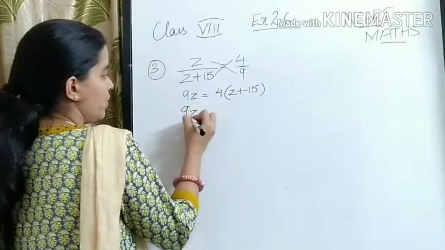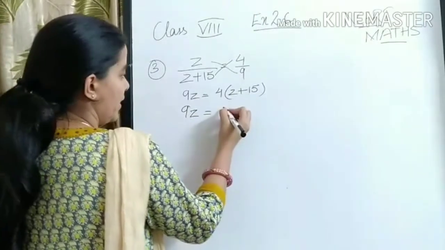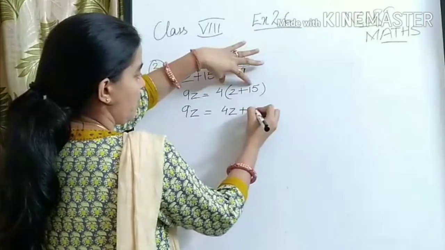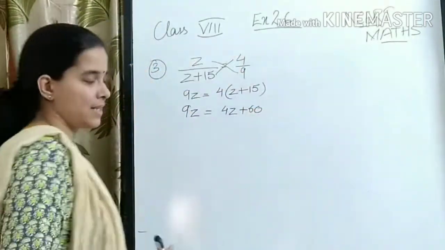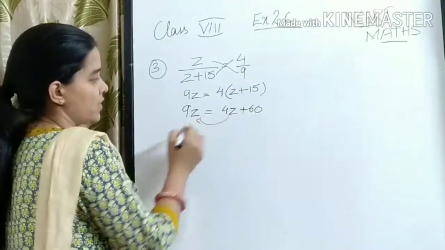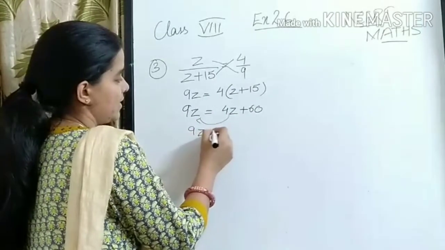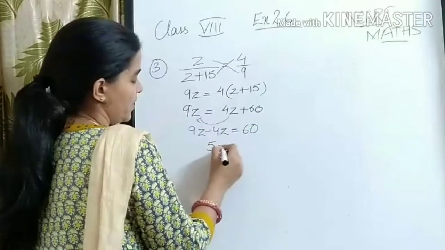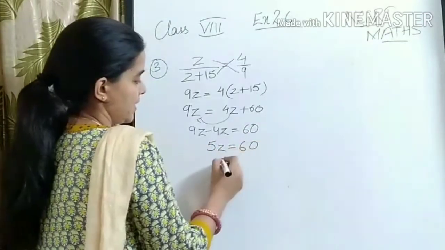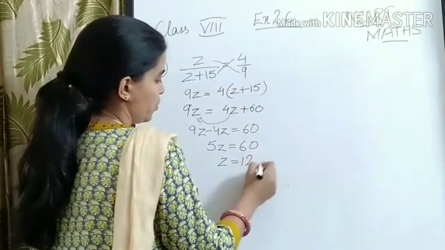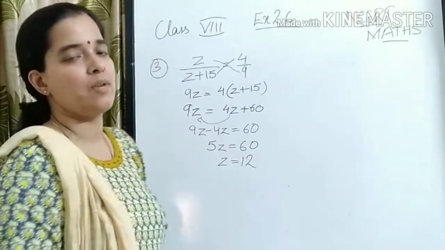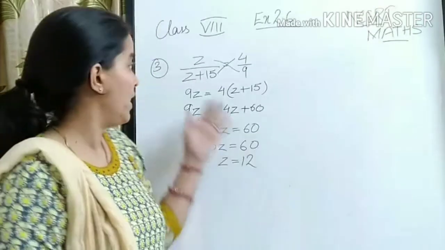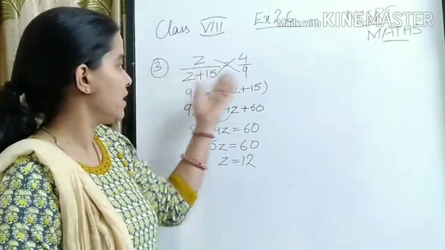So it is equal to 9z. If you open up the bracket, 4 will be multiplied with z, 4z, plus 4 multiplied by 15 will be 60. Now take the term 4z here. It is 9z minus 4z is equal to 60. So 5z is equal to 60. Z is equal to 12. Z will be 60 upon 5, which is 12. So the answer of this question is 12, and you must have learned that for single terms we do the cross multiplication.